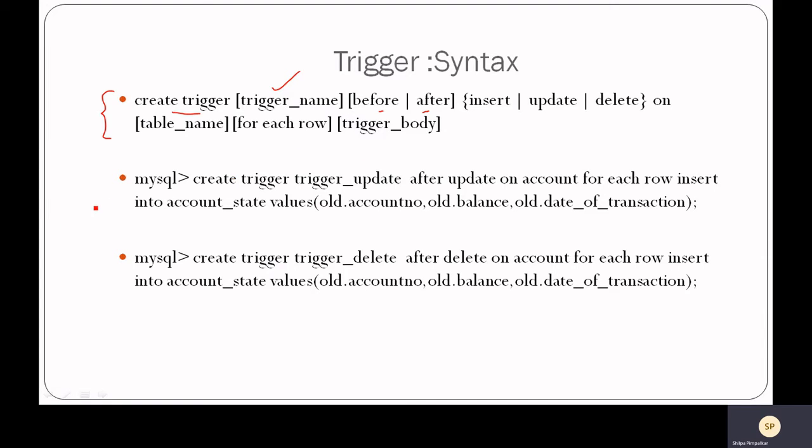I've used a trigger on the account table. These are two examples of triggers which I have created. This is a trigger which is created on the event update, and this is a trigger which is created on the event delete. After delete on account table, it is going to insert a record in the account statement table. Now we'll see a demonstration with MySQL of how it works.